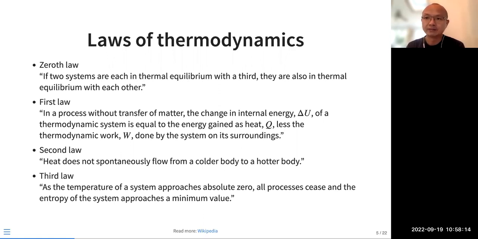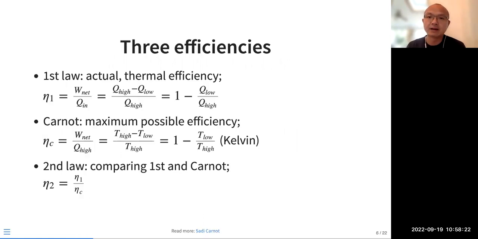So those are the fundamentals. They will help us, and essentially, as I mentioned, to understand the efficiency. And the first law efficiency is the actual thermal efficiency, which is the useful work as a share of the heat coming into the system.